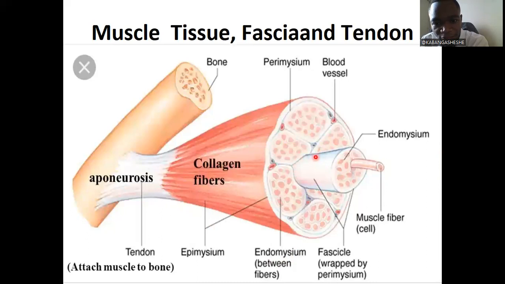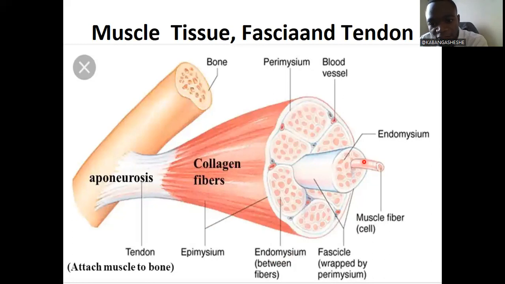Then each fascicle, that's a fascicle, that's a fascicle. The gray line we are seeing here is another layer of connective tissue, this time loose connective tissue. So this is perimysium. Epimysium is dense connective tissue, perimysium is loose connective tissue.